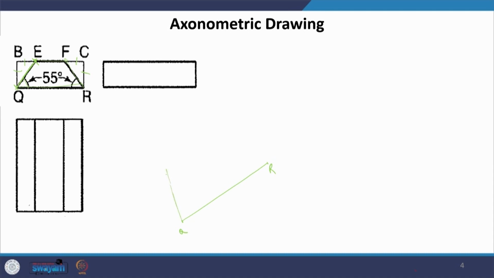Okay. So, 45 and 55 parallel, whatever that distance is, and then we join again. This object that we will get will be exactly having the same angles and same dimensions as this given object, which is what we will get here. So, E, F, Q and R, and then we can give the projections.